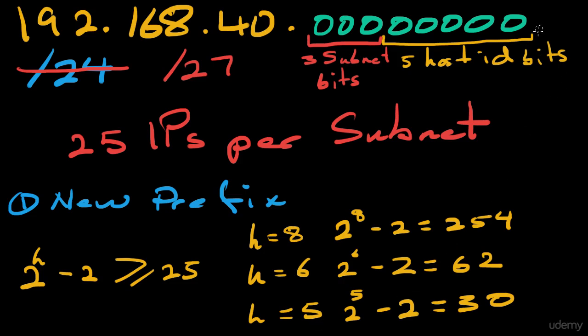If h were 5, then that means I'm taking the 3 bits in front of it for network ID. The way we take these bits is with a prefix of 27. The original prefix was 24. 24 plus these 3 bits is 27.